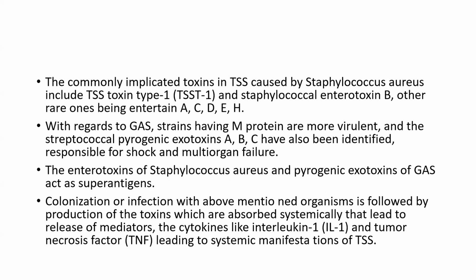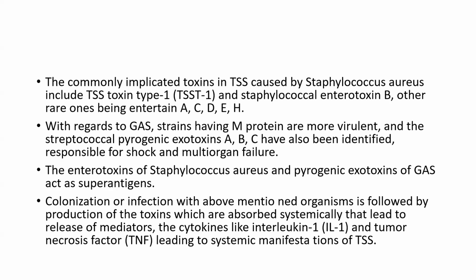The commonly implicated toxins caused by Staphylococcus aureus include TSS toxin type 1, Staphylococcus enterotoxin B, and other rare ones being enterotoxins A, C, D, E, H. With regard to group A Streptococcus, strains having M protein are more virulent and streptococcal pyrogenic exotoxin A, B, C have been identified, which are responsible for shock and multi-organ dysfunction.